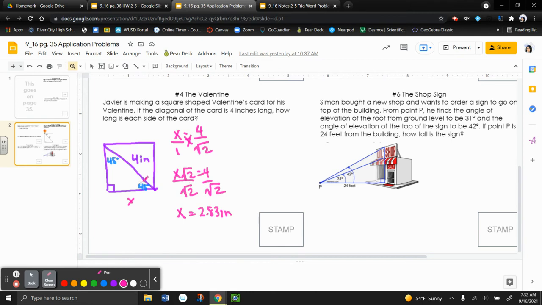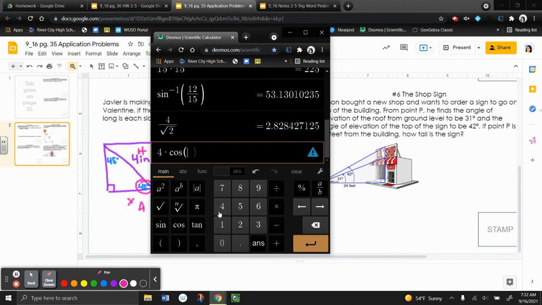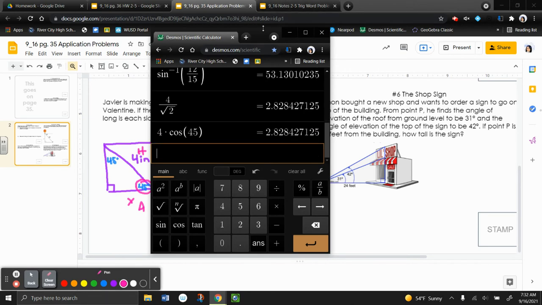You could also do this using trig, right? If this is my reference angle, this is adjacent, this is hypotenuse. So we'd use cosine. Cosine 45 equals x over 4. And we know that we would multiply. So just to show you it's the same thing, 4 times cosine 45, we get the same thing.